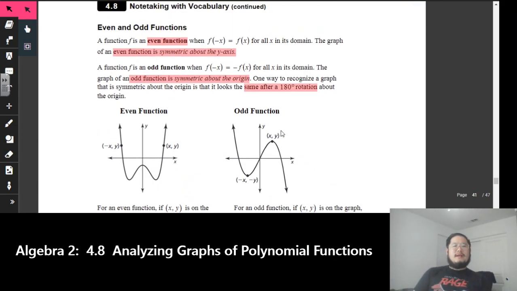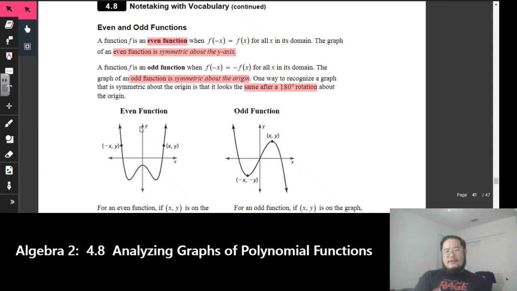All right. We have here, we're talking about even and odd functions. What exactly does that mean? Well, let's take a look. A function f is an even function when f of negative x is equal to f of x for all x in its domain. The graph of an even function is symmetric about the y-axis. So remember, we take a look at our diagram right here for an even function. Here's our y-axis, and if I were to fold the paper or fold my function over that y-axis, it will overlap each other. And it looks like it will right there.